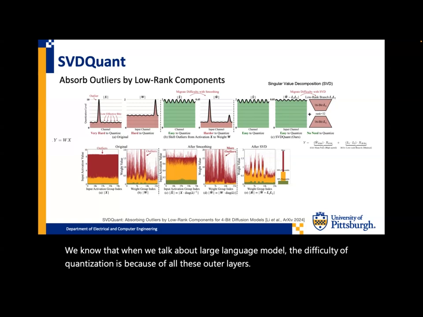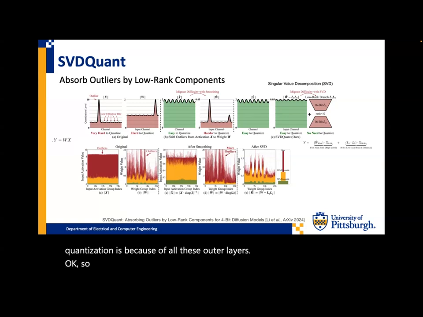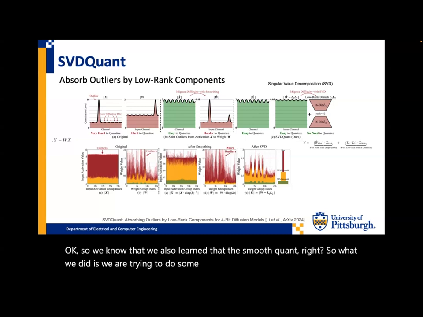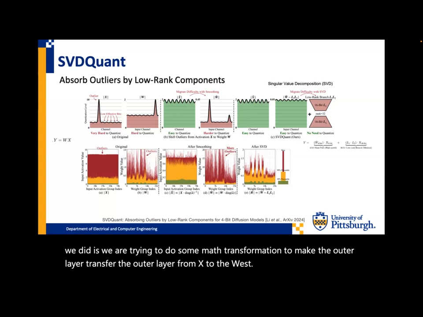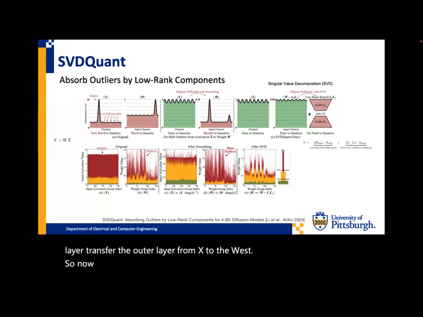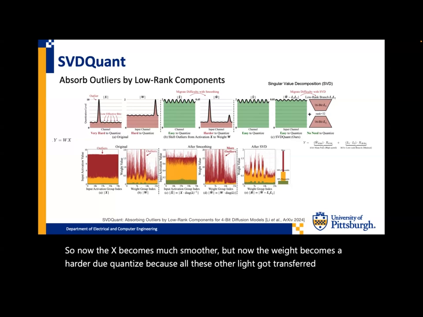Okay. So we also learned about SmoothQuant, right? What we did is we try to do some math transformation to transfer the outlier from x to the w. Okay. So now the x becomes much smoother, but now the weight becomes harder to quantize because all these outliers got transferred to this. Right? And what do we do about this?